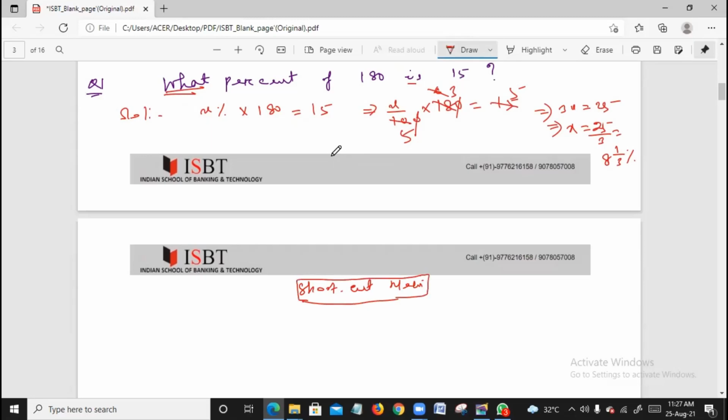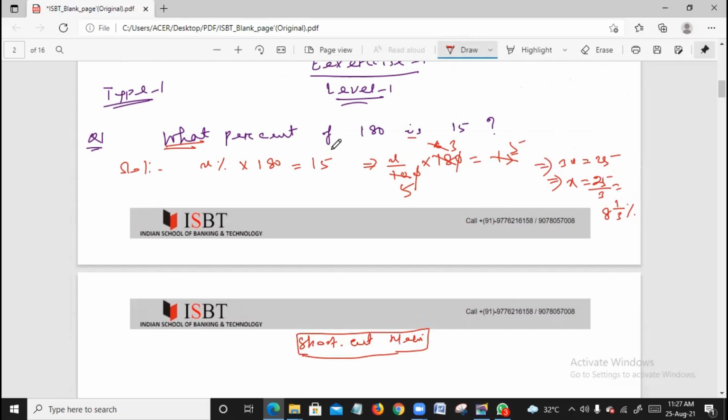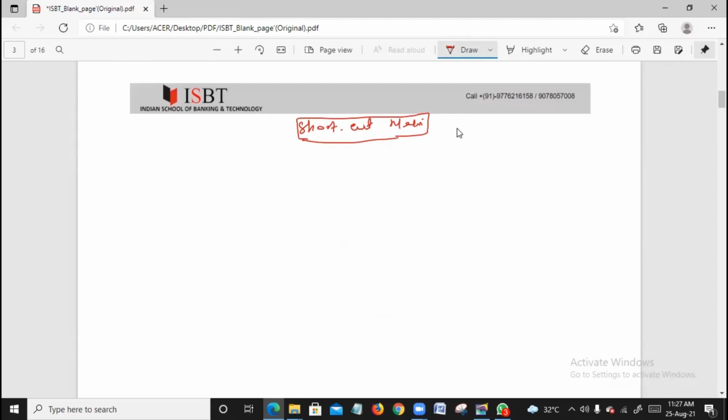Shortcut method. Look at the question: there are only two numbers, 180 and 15. What percent of 180 is 15? Here 15 is the resultant number, the result. This is called the resultant number, and this one is called the base number.